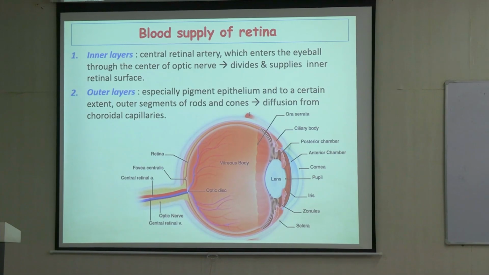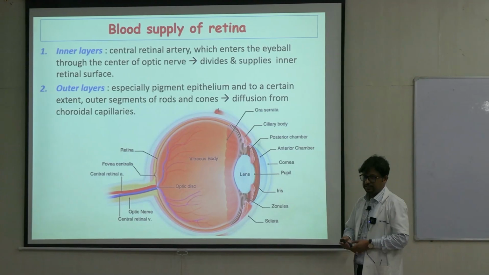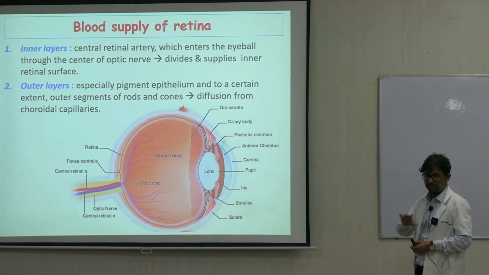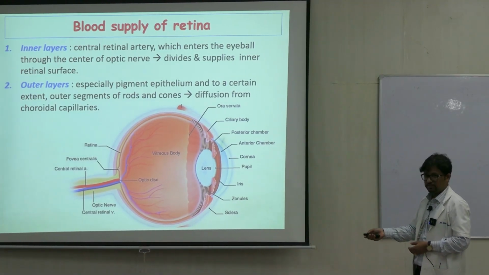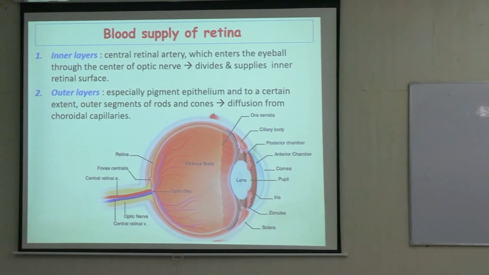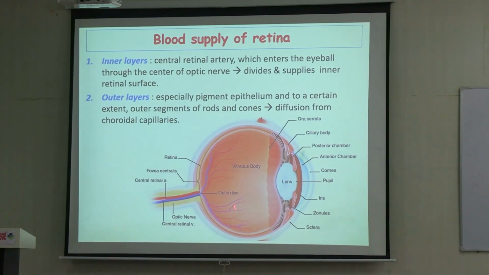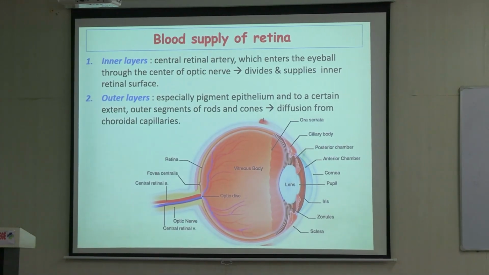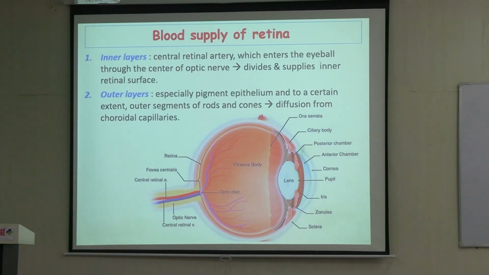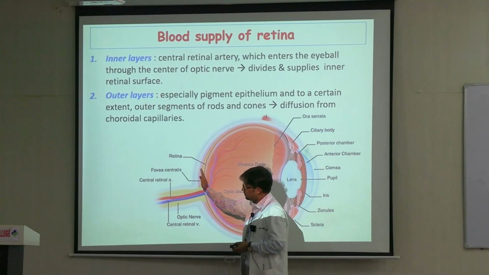Now let's talk about the blood supply. The blood supply of the retina comes from the central retinal vessels, which travel through the same pathway as the optic nerve. It emerges out here at the optic disc and ramifies into smaller branches. So all the inner layers of the retina are supplied by branches from these vessels. The outer layers of the retina, specifically the pigment epithelium, get their blood supply by diffusion from the choroid. Remember, the pigment epithelium is outermost.